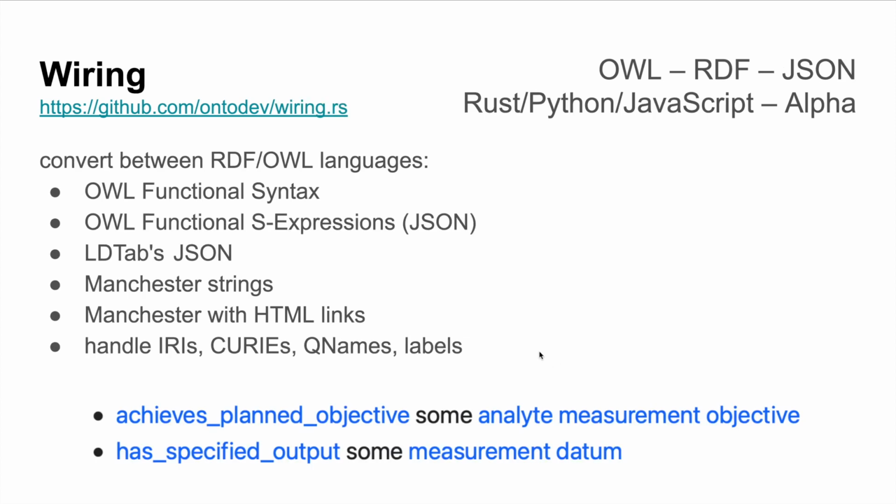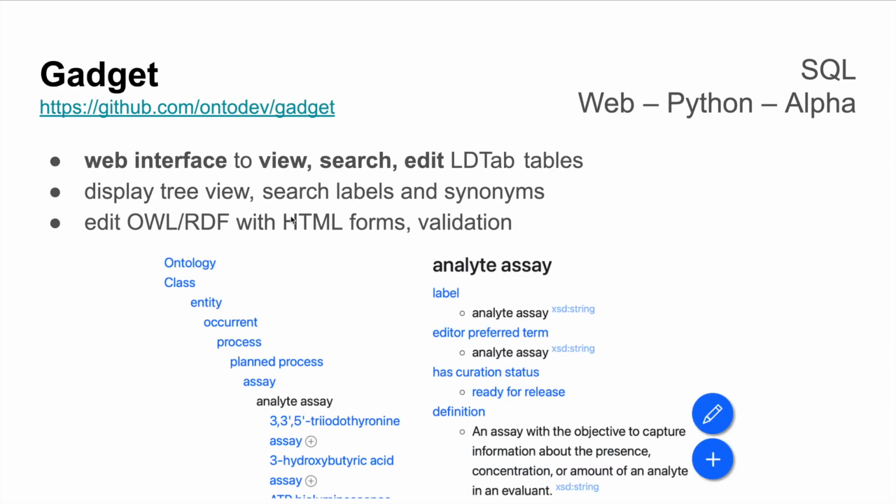Part of the trick is this library called wiring, which lets us convert back and forth between little RDF OWL languages, such as LDTab's JSON format and, say, Manchester strings with HTML links, which we need for our ontology browsers and other tools. And Gadget is our ontology browser. It's a web interface for viewing, searching, editing those LDTab tables, tree views, synonym search.